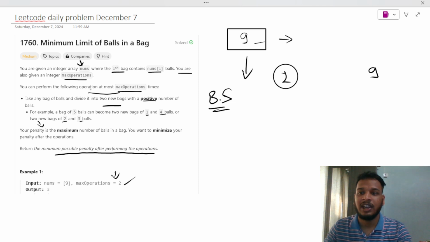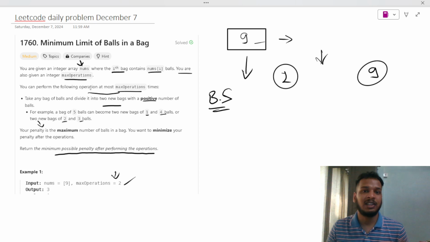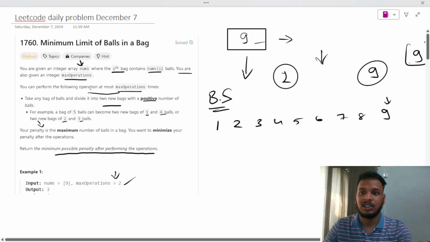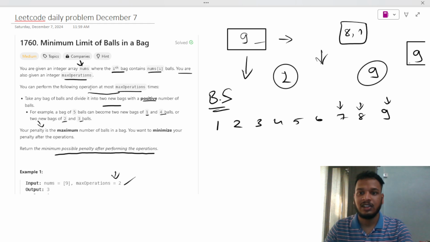So we have to find the number in between, and how many operations it takes to split that big bag of balls into these minimum bags. Looking at 1 2 3 4 5 6 7 8 9: for 9, that is zero operations. If I take 8, I can do 8 and 1, which is one operation. If I take 7, I can do 7 and 2.